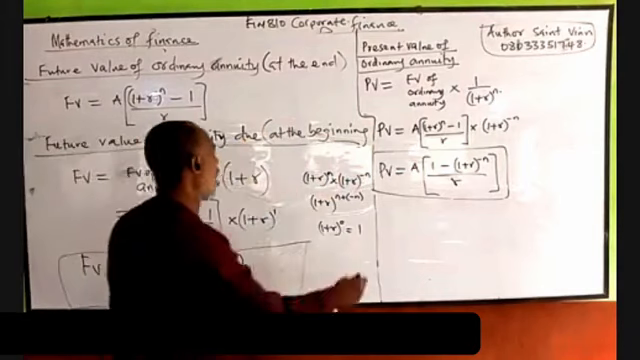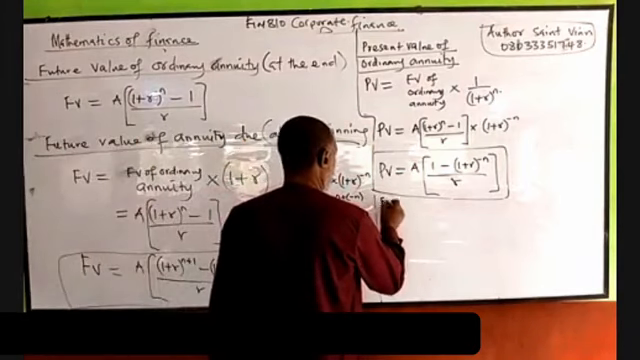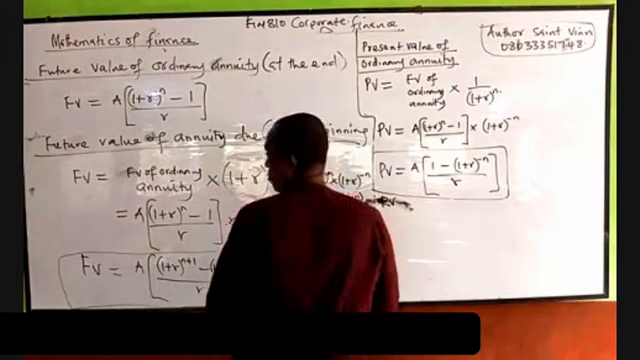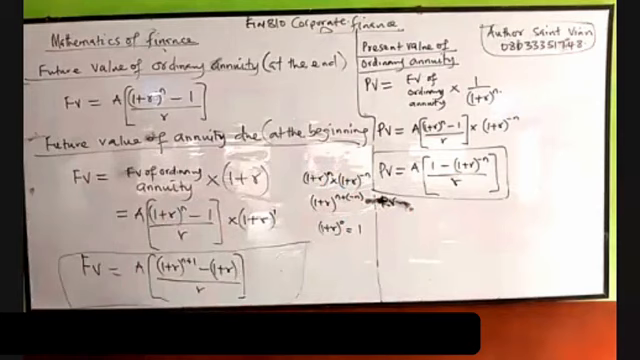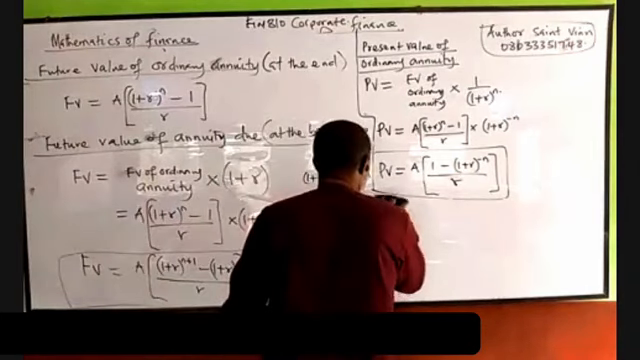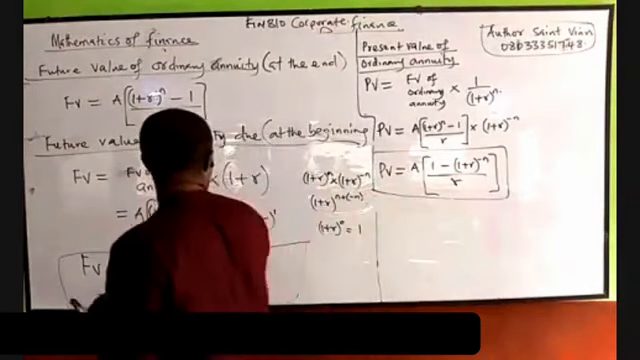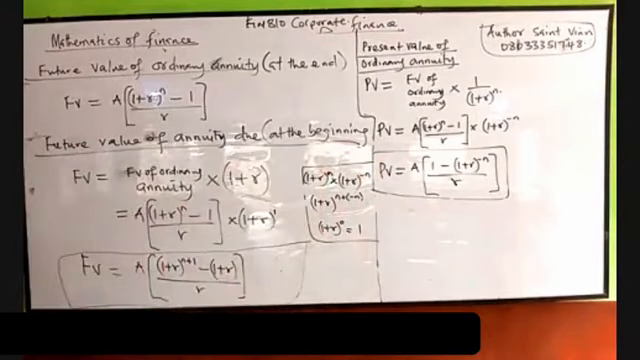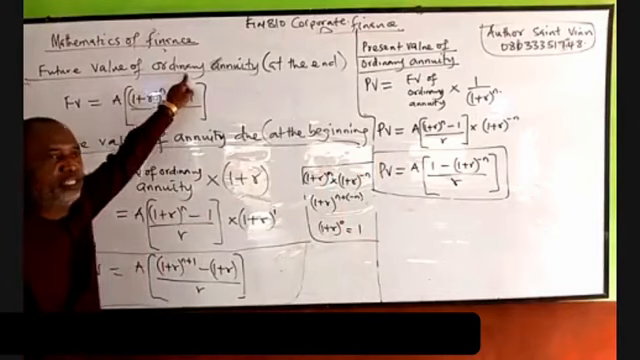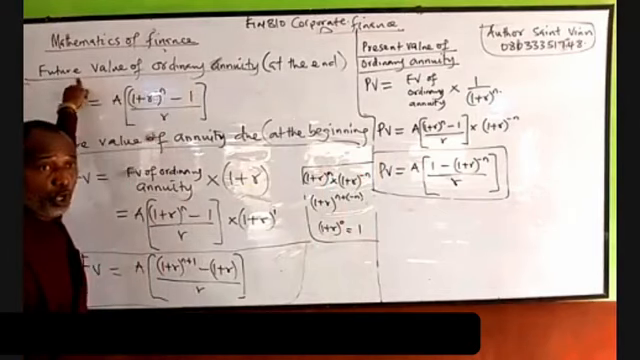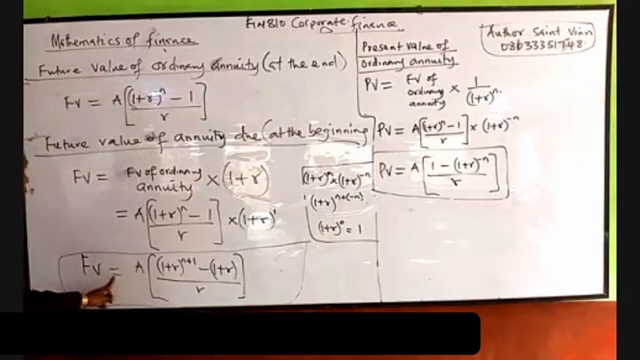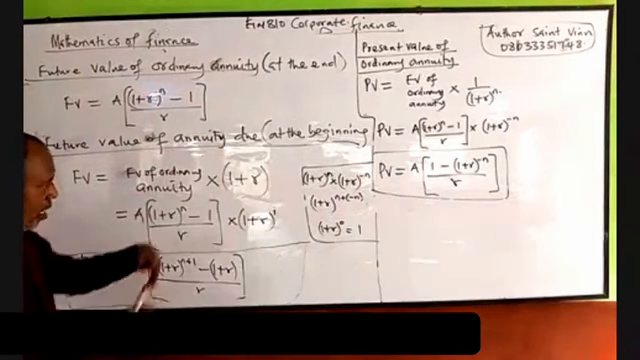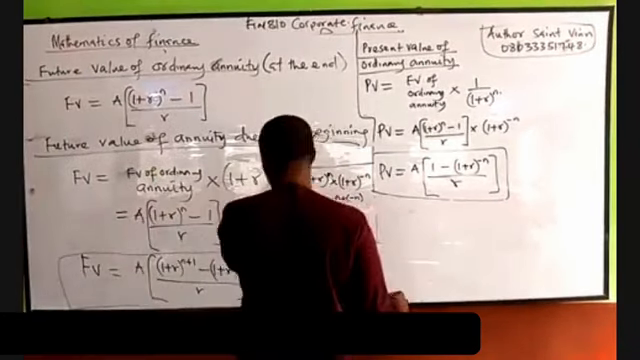Now the last one, which is still the same: present value. Just like we did with present value of ordinary annuity, we discounted the future to get the present. The same thing here, present value of annuity due. We'll discount it and get what we want. Is that okay?